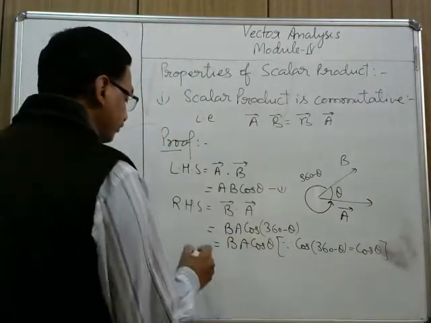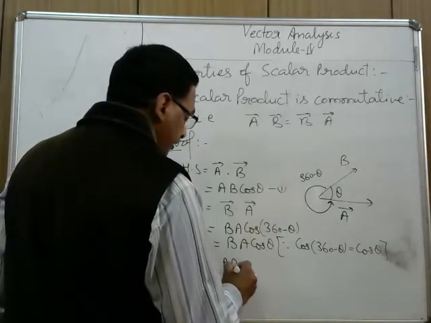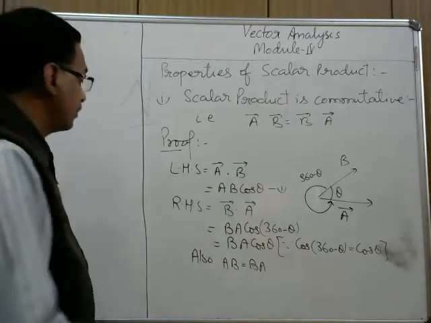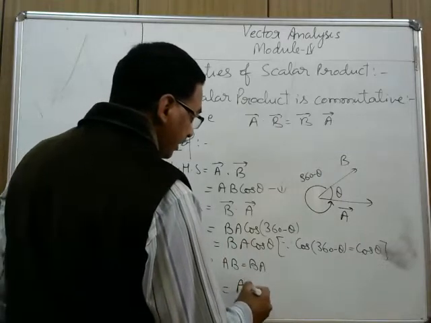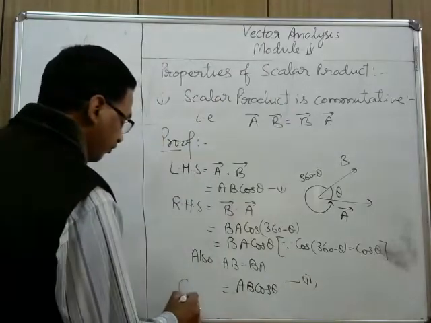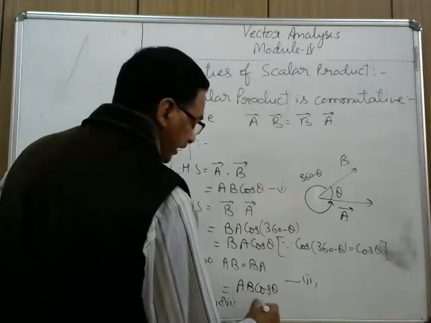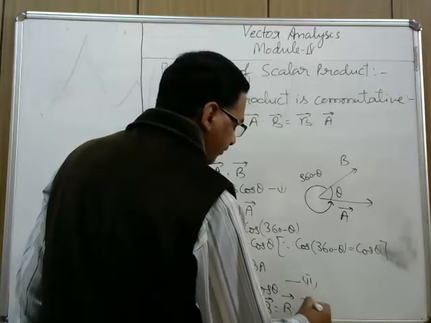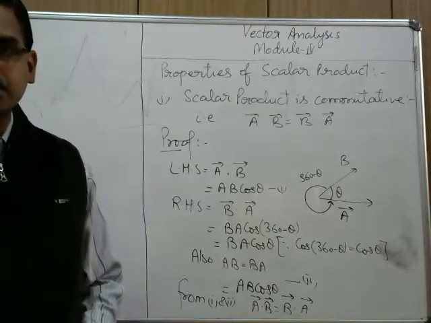So this equals BA cos theta, since cos 360 minus theta equals cos theta. Also, A into B equals B into A. So this equals BA. In place of BA, we can write AB cos theta. This is second. From first and second, A dot B equals B dot A. So scalar product is commutative.